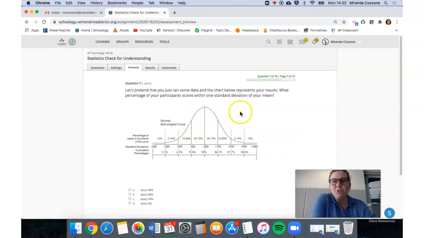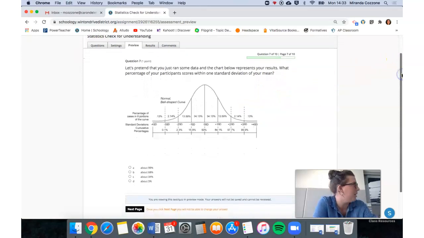All right, let's pretend you just ran some data and the chart below represents your results. What percentage of your participants score within one standard deviation of your mean? So very similar to the other standard deviation question, we want to know who scores within one standard deviation. I didn't say who scored one standard deviation above the mean. I said within, which means that we're going to look at both sides of the bell curve. Okay, so in this case, the answer is B, 68%.